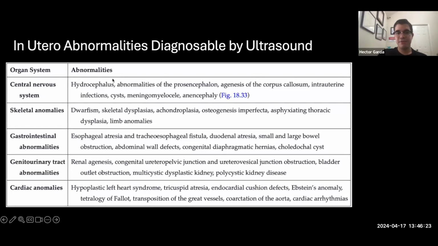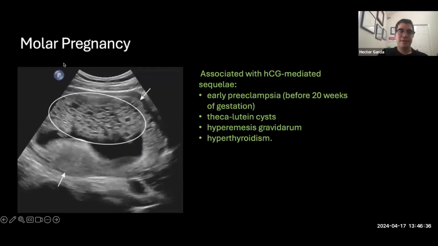So these are many of the abnormalities that you can diagnose in utero, in the central nervous system, skeletal, GI, GU, cardiac. So you can really go deep into ultrasound. It's a very powerful tool. So the next one is molar pregnancy.